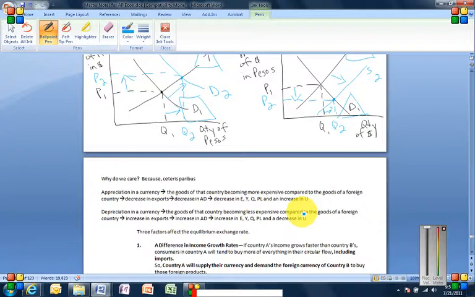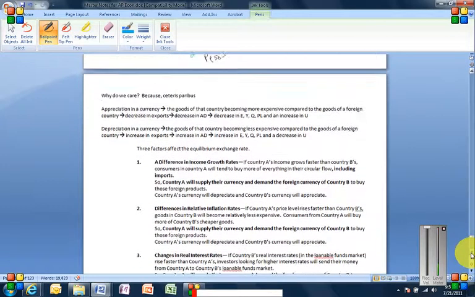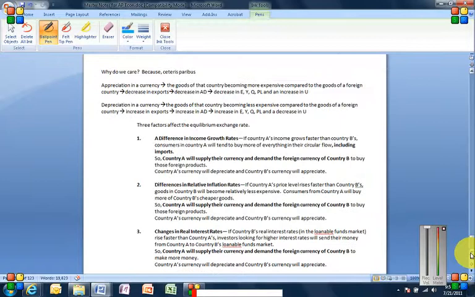Now, what are the factors that would cause this to happen in the first place? Three different factors. One is a difference in income growth rates. So, if country A's income grows faster than the incomes in country B, consumers in country A will tend to buy more of everything in their circular flow, including imports. So country A will supply their currency and demand the foreign currency of country B to buy those foreign products if they were already buying some of those. Country A's currency will depreciate and country B's currency will appreciate.